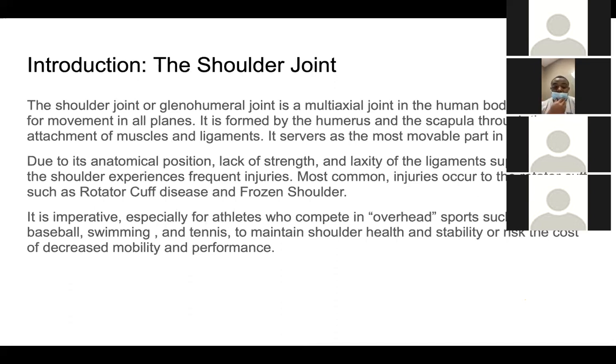The shoulder joint, or glenohumeral joint, is a multi-axial joint in the human body that allows for movement in all planes. It is formed by the humerus and the scapula through the attachments of muscles and ligaments. It serves as the most movable part in the body. Due to its anatomical position, lack of strength, and laxity of ligaments supporting it, the shoulder experiences frequent injuries.